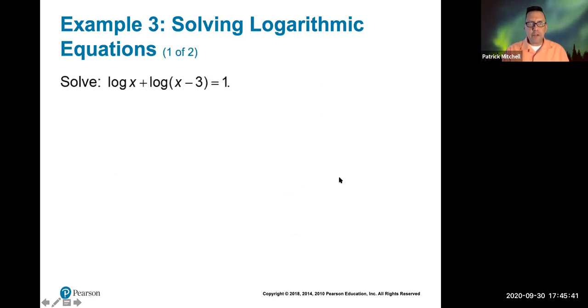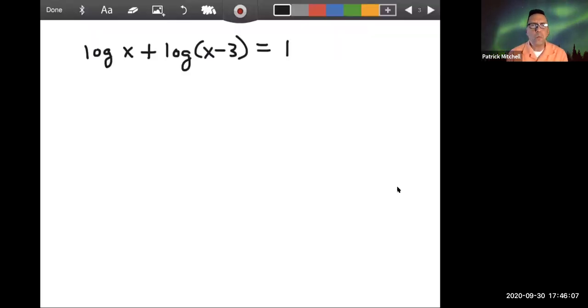All right, next we have this one. I'm going to do this one on the tablet. We have log x plus log x minus 3 equals 1. So let me, oops, I have to unplug the calculator, plug in the tablet. And now we will go over to the tablet. And there it is. Log x plus log of x minus 3 equals 1.